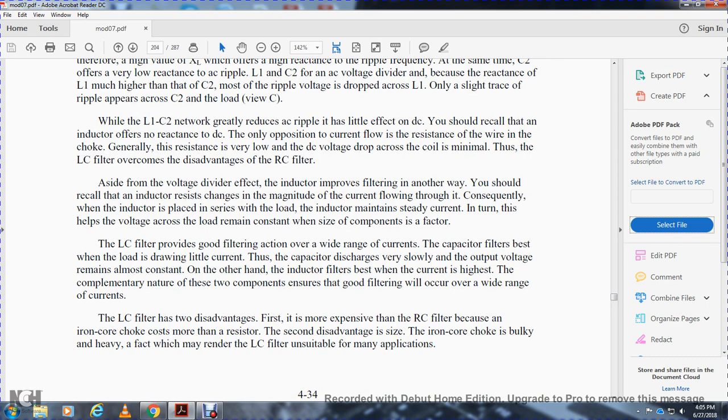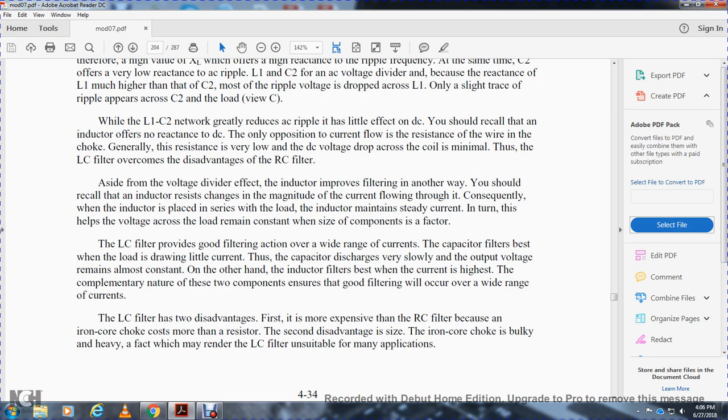Thus, the LC filter overcomes the disadvantages of the RC filter. Aside from the voltage divider effect, the inductor improves the filtering in another way. You should recall that an inductor opposes changes in the magnitude of the current flowing through it. Placed in series, the inductor maintains steady current. In turn, that helps keep the voltage across the load constant. The LC filter provides good filtering action over a wide range of currents.